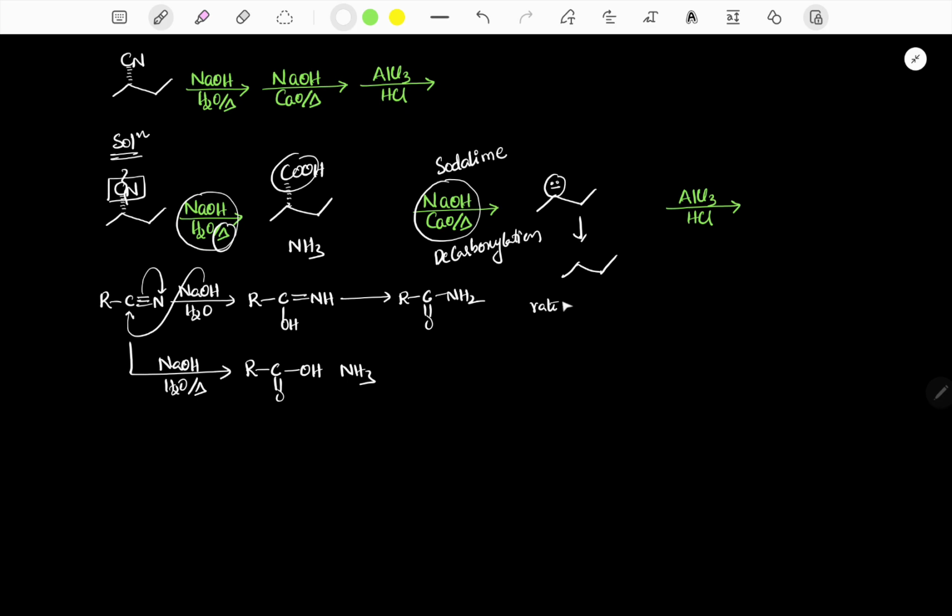And we should also remember the rate of decarboxylation with soda lime is directly proportional to the stability of C minus. So here the product is an alkane.